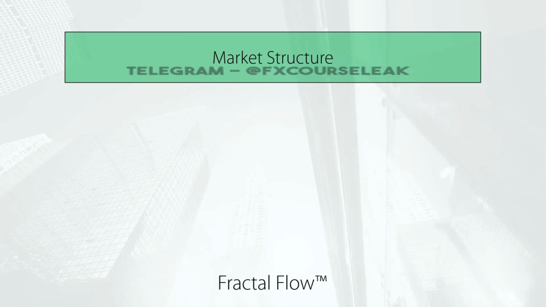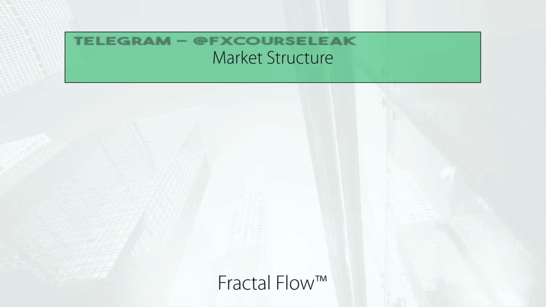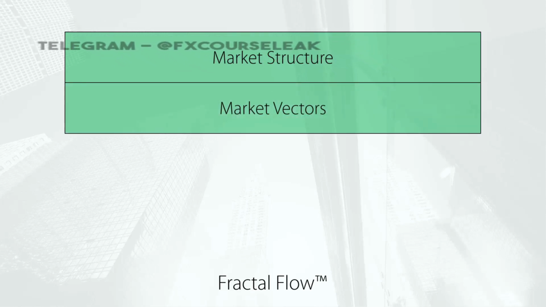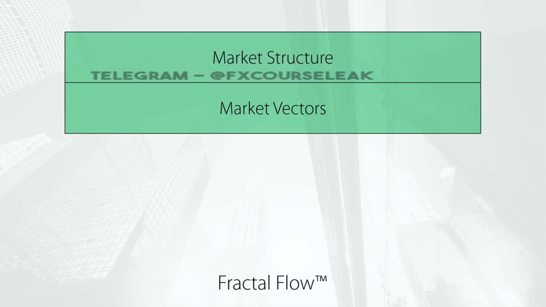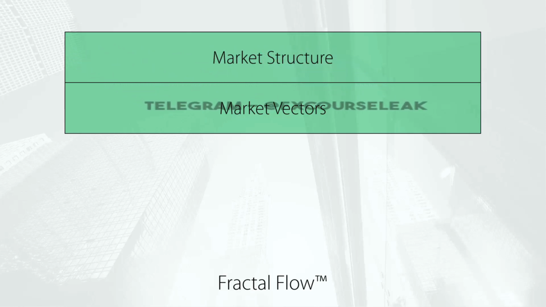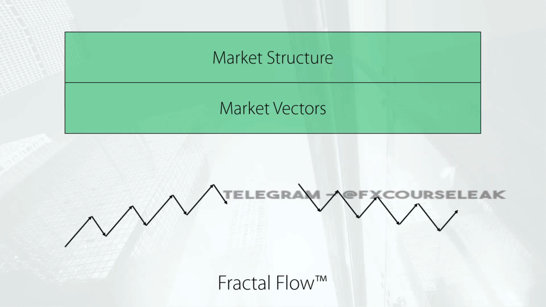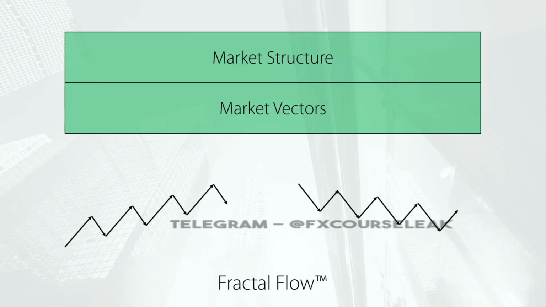The fundamental unit of measure of market structure is the market vectors. In other words, the vector between a high and a low or a low and a high. When we look at the charts, we can observe a series of market vectors and determine that they form patterns. For example, when price makes higher highs and higher lows, we observe the market vectors stair-stepping up.